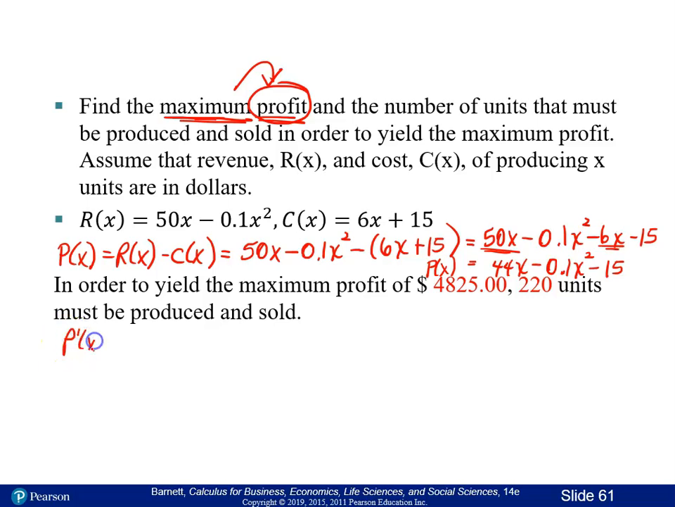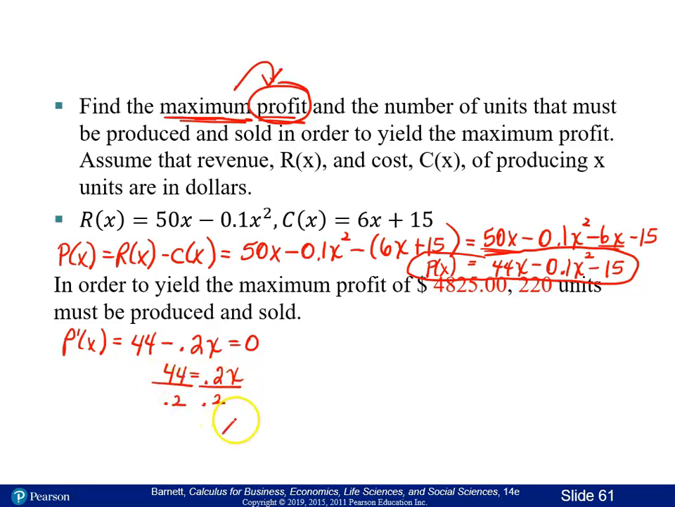So the derivative then is going to be, going back to this equation here, we're going to take that derivative. So it's going to be 44 minus 0.2x, because we're going to multiply 2 times 0.1 to give me 0.2x. And then we know that we need to set that derivative equal to 0. All right, so I'm going to move this to the other side and then divide by 0.2. And so I'm going to get x is equal to 220. So we need to produce 220 units.